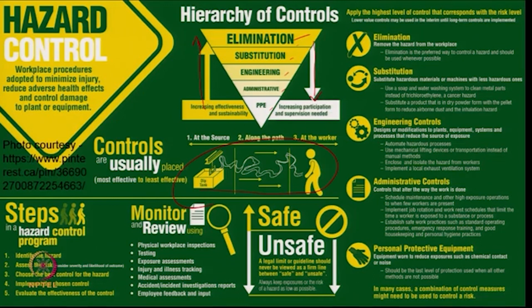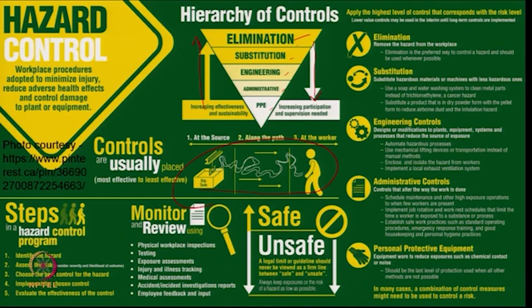Elimination: remove the hazard from the workplace. Elimination is the preferred way to control a hazard and should be used whenever possible. Substitution: substitute hazardous materials or machines with less hazardous ones. Then engineering controls: design or modifications to plants, equipment, systems and processes that reduce the source of exposure. Automate the hazardous processes, use mechanical lifting devices or transportation instead of manual methods, enclose and isolate the hazard from workers and so on. Administrative controls: controls that alter the way the work is done.